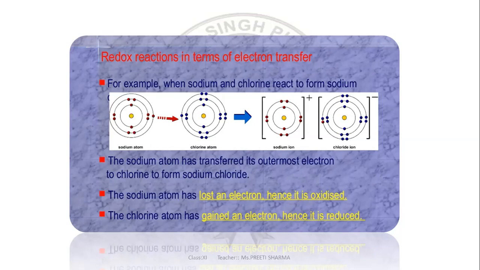And here we know that sodium atom has lost the electron, hence it is being oxidized, because loss of electron is known as what? Oxidation. And gain of electron is known as reduction, right, students? So this is an example which I'm sharing with you based upon the electronic transfer.